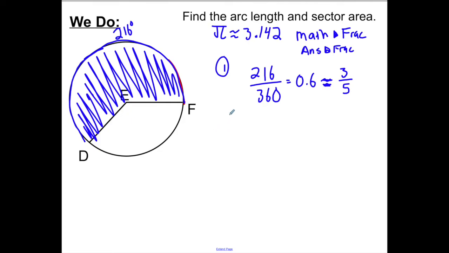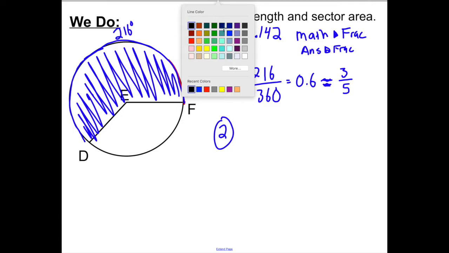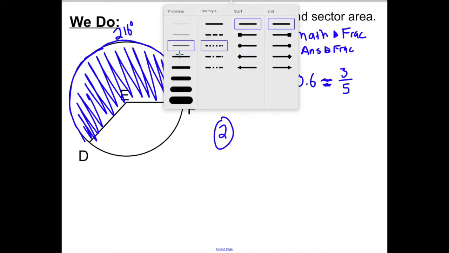Okay, step 2. What do we need to do now in step 2? We need to find the entire area. Now to do that, again, I do need to give you some piece of information. I'm going to throw a curveball here, so to speak. I'm going to make this a dotted line. I'm going to make it a red dotted line.